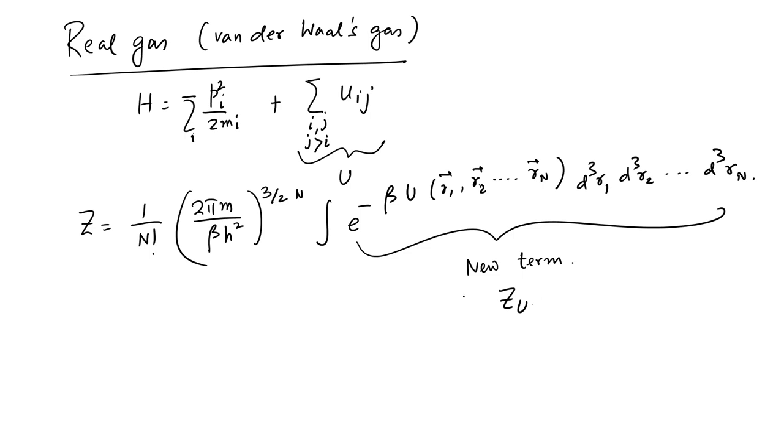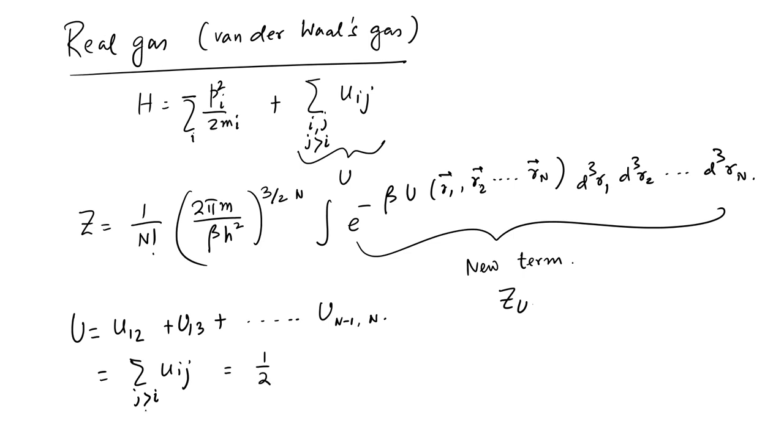it's coming purely because of the interaction term, and we have this U equal to u12 and u13, u23, and all kinds of terms which are all pairwise terms, which is written as the sum over u_ij. Again j greater than i, and if you write it without this j greater than i, you simply have to say i not equal to j and introduce a factor of half to avoid double counting.